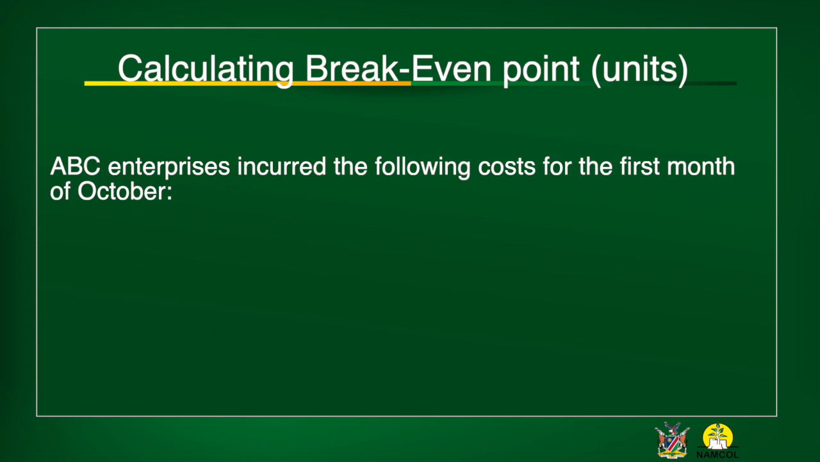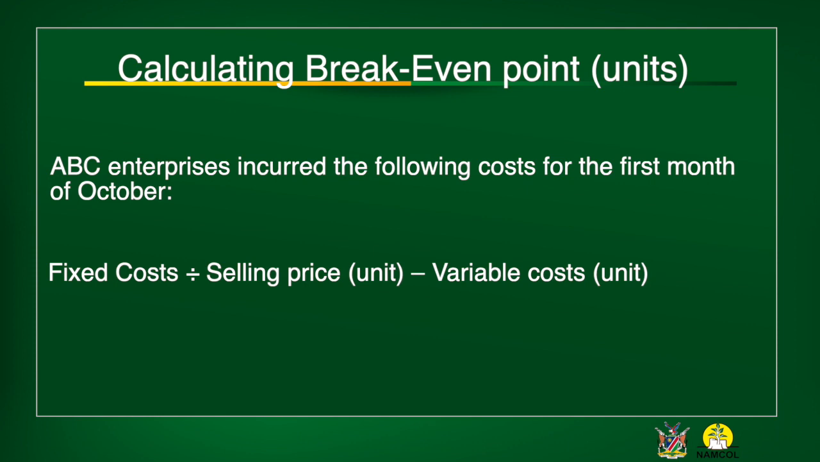Well, all we need is the formula. Can you still recall it? We calculate the break-even point by dividing fixed cost by selling price per unit minus variable cost per unit. Let's do this. Fixed cost of $2,000 divided by selling price per unit of $1.50 minus the variable cost per unit, which was 40 cents per can produced.